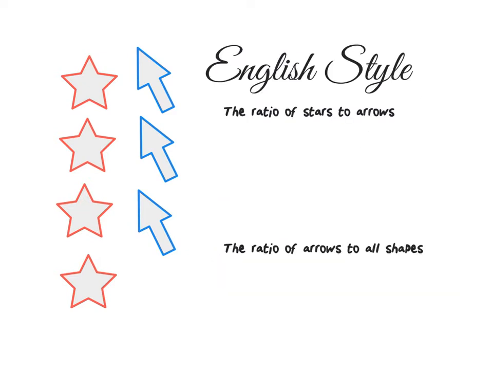So to start off, let's talk about English style. So how you might write about this in an English class. If I'm interested in the ratio of stars to arrows, I'm going to go 4, and then I'm going to use the word "to," 3. It is really important that I do it in that order. So please notice I got stars 4, arrows 3.